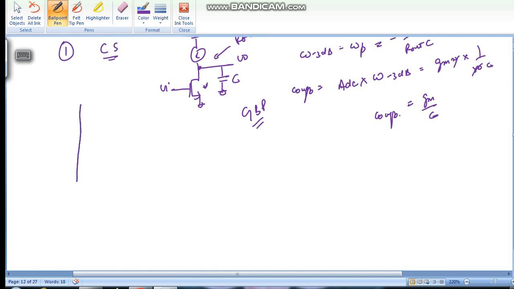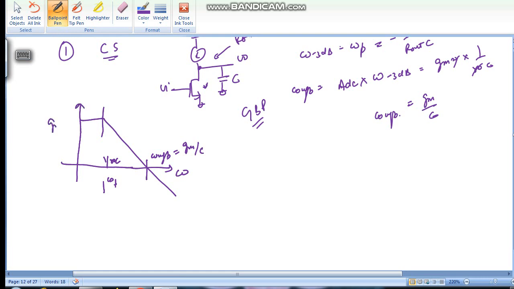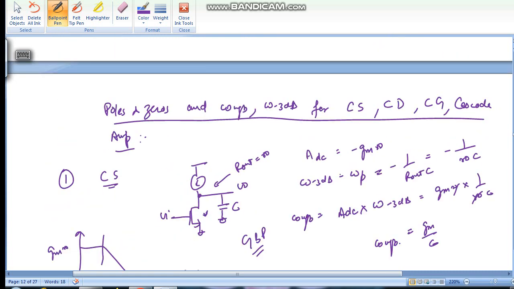If we plot its Bode plot, it will be something like this. This is omega P, which is 1 by RO C, and this is omega UGB, which equals GM by C. This is the omega axis, this is the DC gain, GM RO. Here this minus sign is for inversion. For example, if you give input like this, then output is inverted like this.